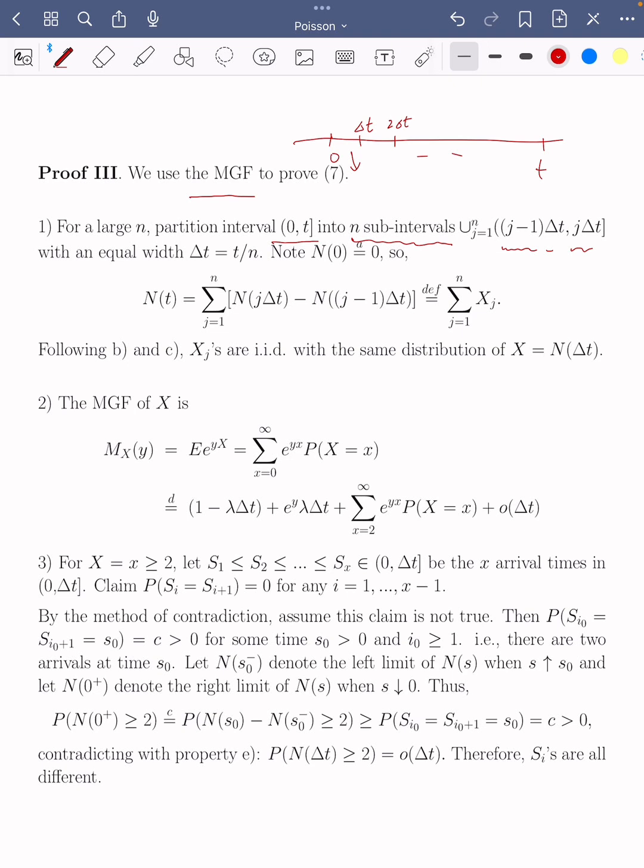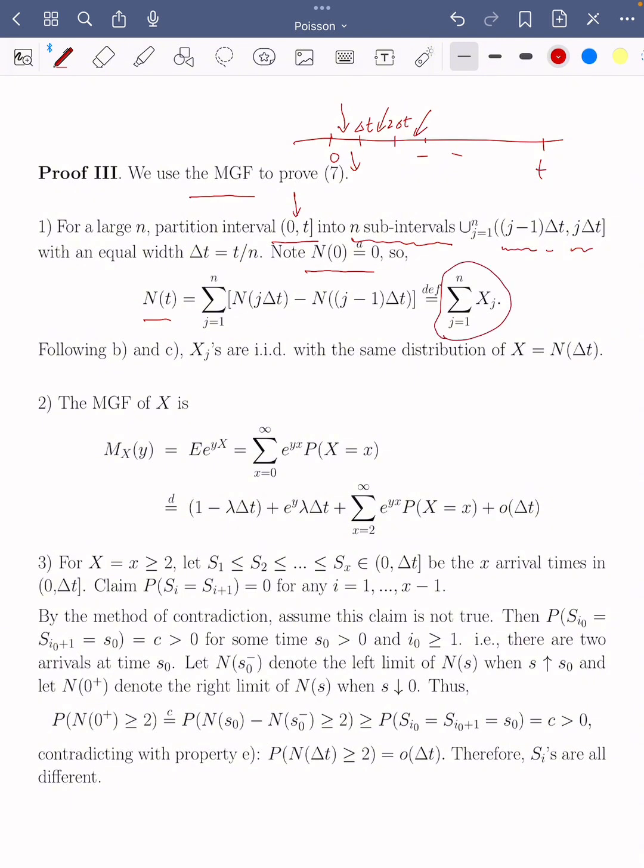And since the initial number of arrivals equals 0, N_t is equal to the number of arrivals in this interval, plus the number of arrivals in this interval, and then the number of arrivals in this interval, and so on. So we write this as the sum of X_j.